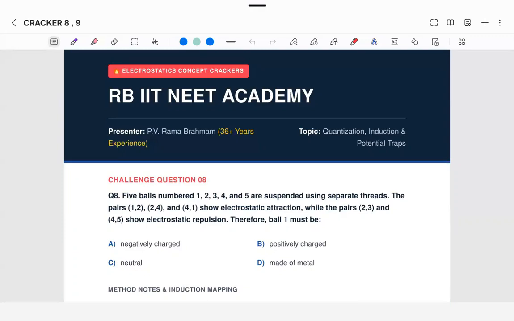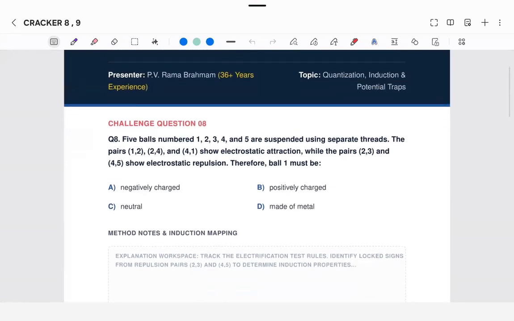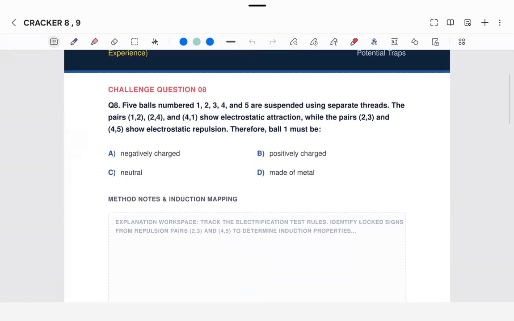Dear students, let us look at these questions. Both are interesting questions. You can learn some concepts through these two questions. So let us observe these questions. Totally five balls are suspended using separate threads. Some pairs show electrostatic attraction while some other pairs show electrostatic repulsion.